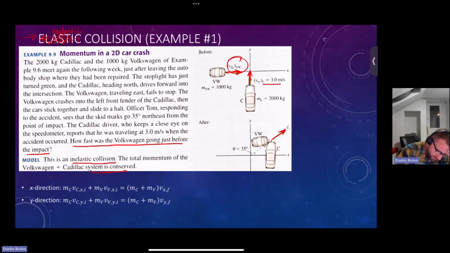So in the x direction, let's think about it first. We have the initial x momentum of the Cadillac here, plus the initial x momentum of the Volkswagen. Now, if you think about it, the initial x momentum of the Cadillac should be 0. If we look at our initial diagram up here, there's no side-to-side motion, so the momentum here in the x direction for the Cadillac should be 0.